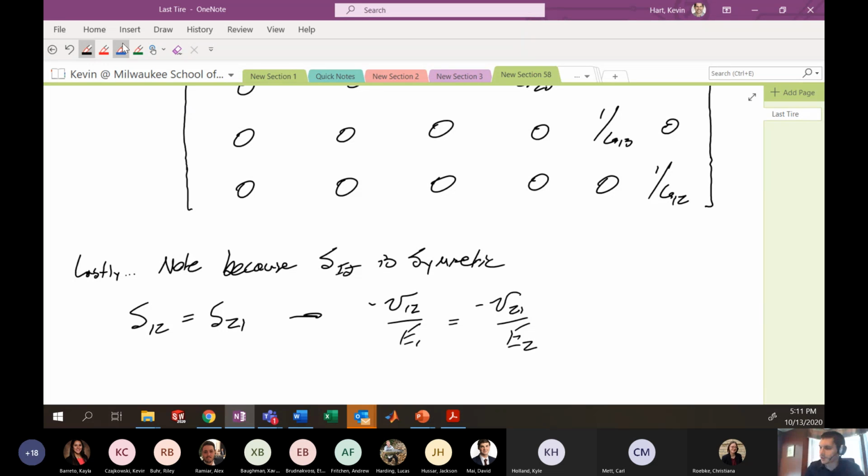Now, I want to remind you that in general, E1 and E2 are not equal to each other for an orthotropic material. So they're generally not equal to each other. And also nu 1, 2 and nu 2, 1 are also generally not equal to each other. All right? So got to keep that in mind.